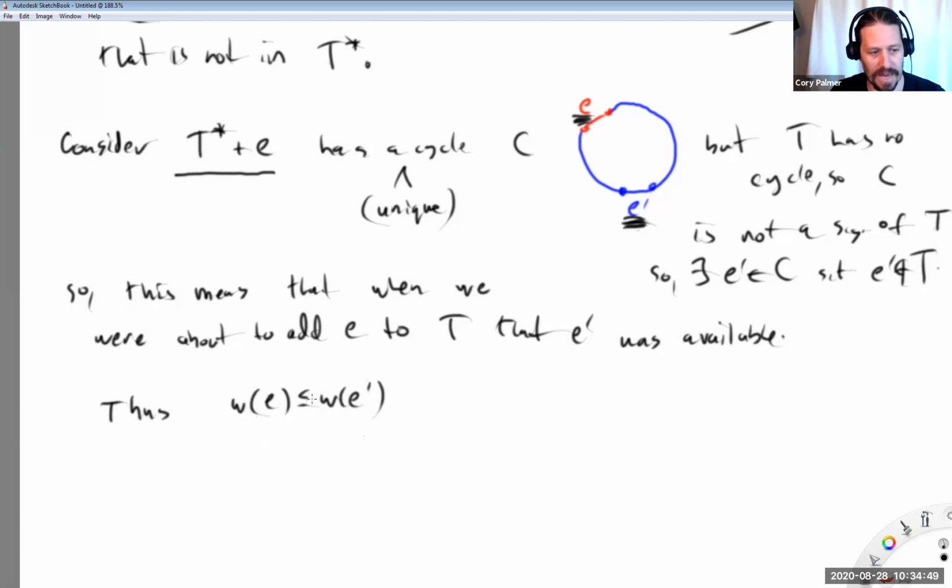And that's what it means. It had to come earlier in the ordering. So not only was it less than or equal to, like if they were equal, somehow the tie was broken in favor of E. That's how we produced T here, okay?